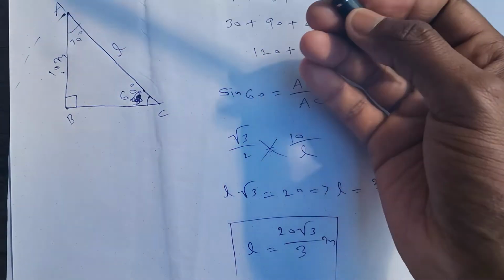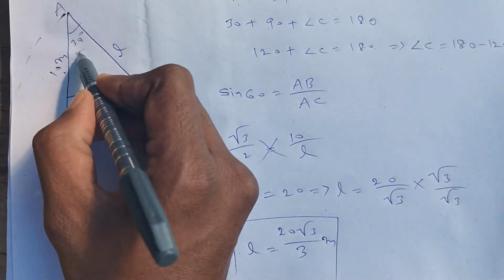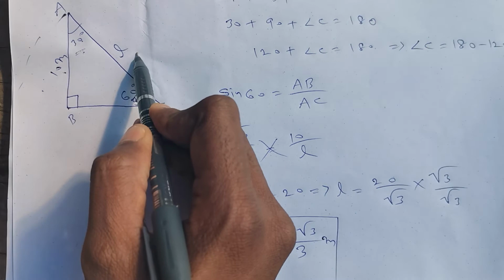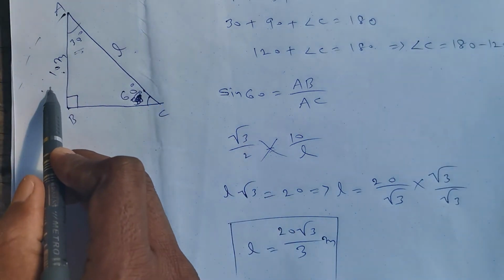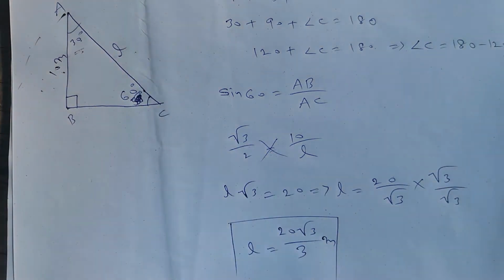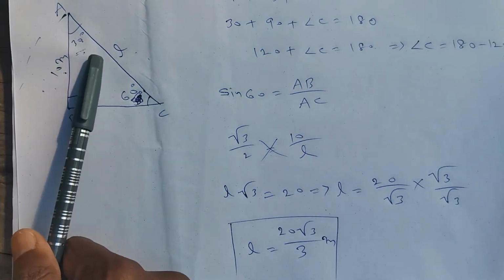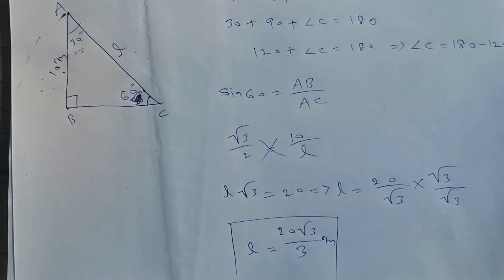Okay, you can do like that also. So if I consider this angle, this will become adjacent and this will become the hypotenuse. So which ratio will deal with adjacent and hypotenuse? It is cos. So you need to go with cos 30. Cos 30 is equal to adjacent by hypotenuse. Anyway, you will get the same answer.